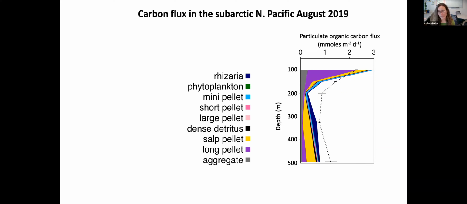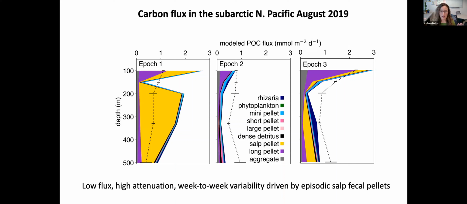And so what I'm showing you here is just one of our trap deployments, but we were out there for a whole month and did this 3 times. So this is all 3 deployments over the course of a month. And so you can see how we did each time between the measured POC flux and the models.